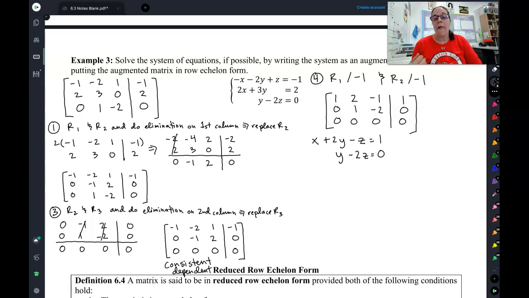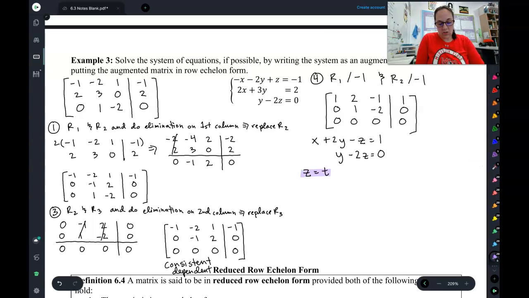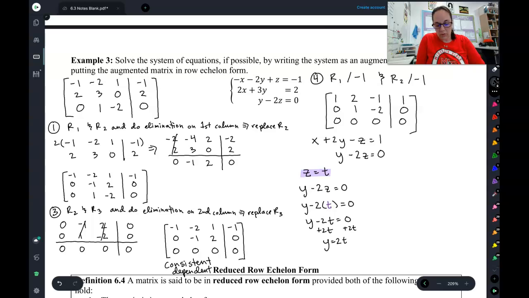So now that I know that this is consistent dependent, I can start by saying the last letter alphabetically equals T, just like always. Now I'm going to take my second equation. I'm going to replace the Z with that T, substitute it in, and solve for Y. I get y equals 2t.